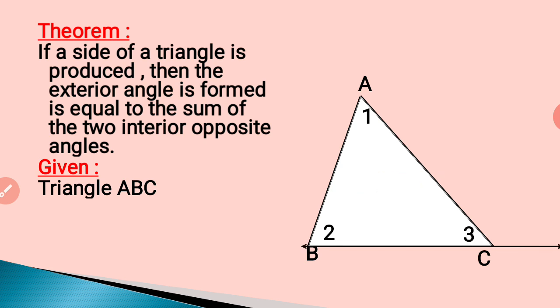Now we are going to extend it on one side to get one of the exterior angles. So after extending BC, we have named one point as D. So we have got ACD as one of the exterior angles. We have numbered it as 4. Now our aim is to prove that this angle 4 is the sum of the opposite interior angles, that is, it is equal to angle 1 plus angle 2. So, this is what we are supposed to prove: angle 4 equal to angle 2 plus angle 1.